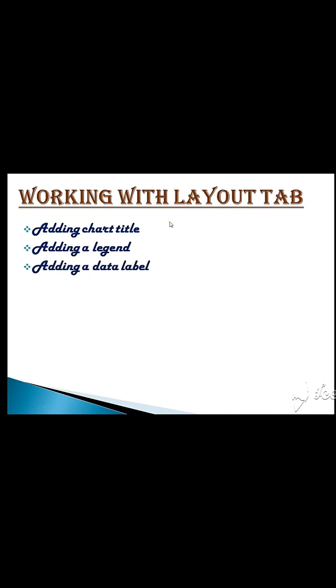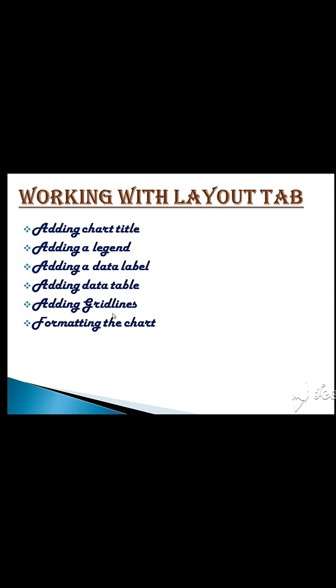Let's begin. Earlier we have done the design tab, working with the design tab. Now we will be doing working with the layout tab. These are the things I am listing here which we will do in this: adding chart title, adding a legend, data label, data label you know na? Earlier also I have told you how to add data label. Adding data table, right? Adding grid lines, also I have explained what grid lines are, and formatting the charts. In chart formatting we will learn shape style, word art style and shape effect.